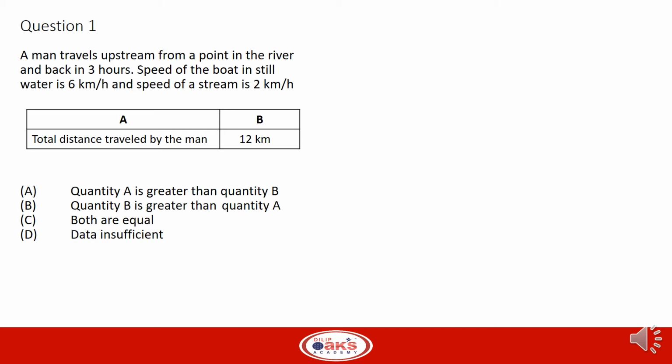Next, the speed of the boat in still water is 6 kilometers per hour and the speed of the stream is 2 kilometers per hour. Based on this information, we are going to compare quantity A, which is the total distance traveled by the man, with quantity B, which is 12 kilometers. Now, let us look at the solution.